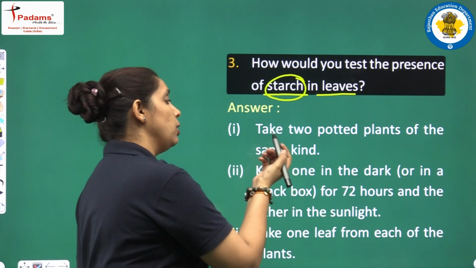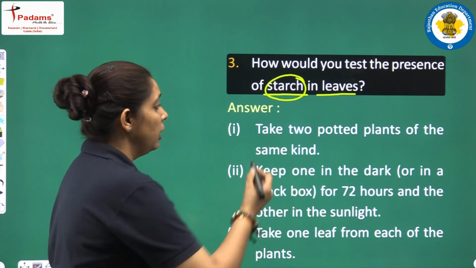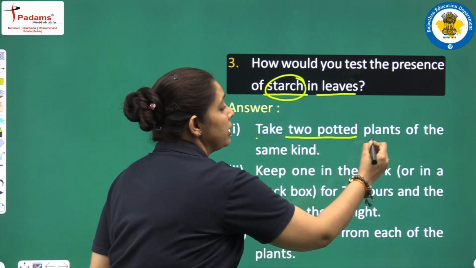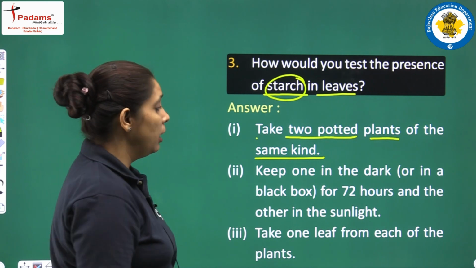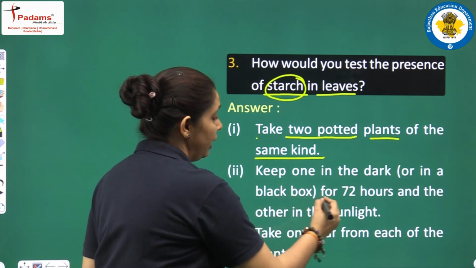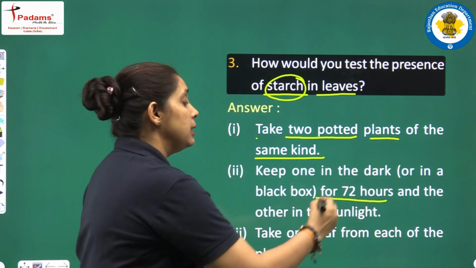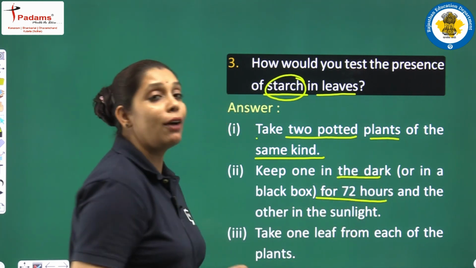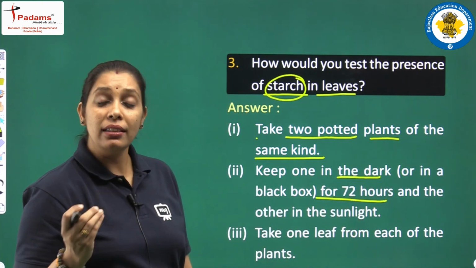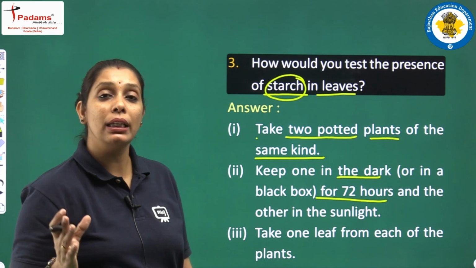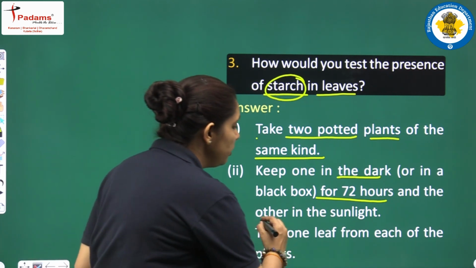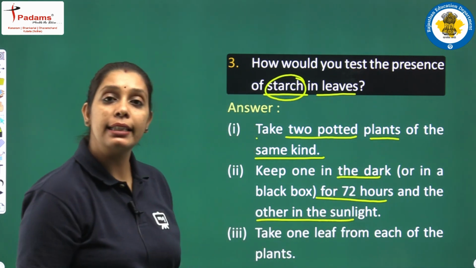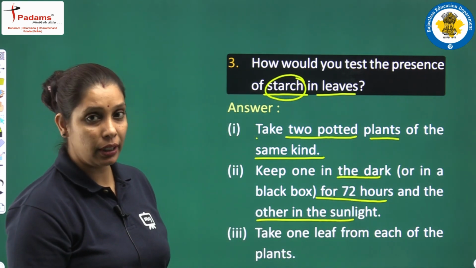So let's proceed. What do we have to write in the answer? Take 2 potted plants of the same kind. हमने same kind के 2 plants लिए. Keep one in the dark for at least 72 hours. Dark का meaning है you have to place the plant in such a box where no sunlight will reach the plant, and the other in sunlight. Second plant को हमें sunlight में रखना है.